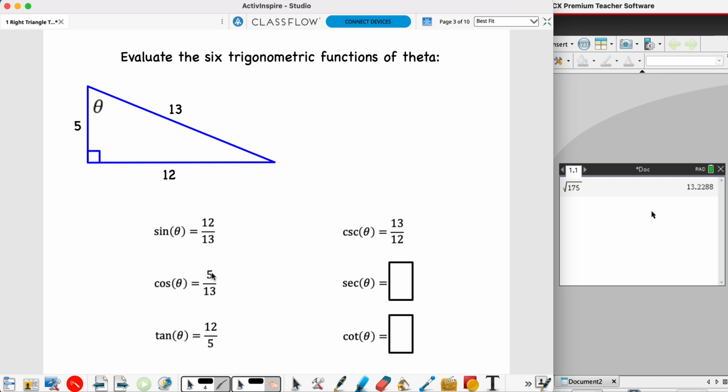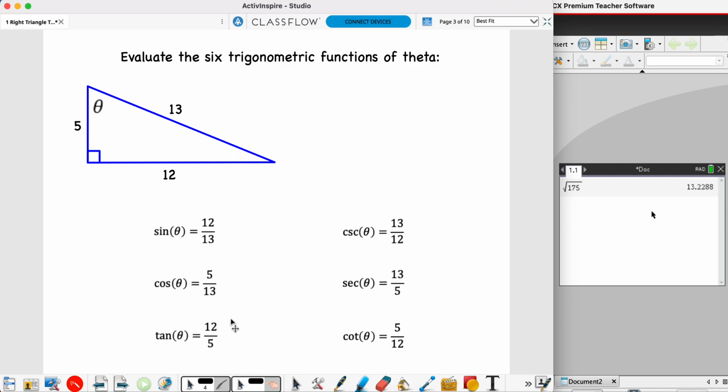Secant, which kind of looks like cosine spelled backwards. I know it's an E instead of an O. That's your reciprocal function of cosine. So that would be the hypotenuse over the adjacent side, so 13 over 5. And then cotangent is just the adjacent side over the opposite side, or just the reciprocal of tangent, so it would be 5 over 12.